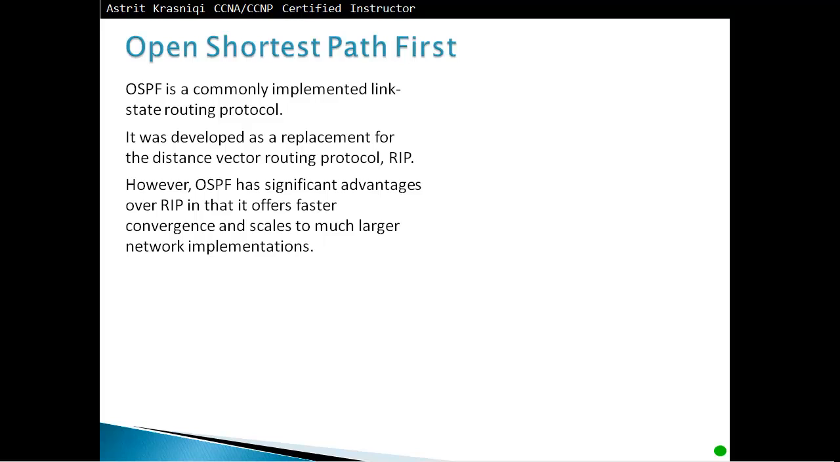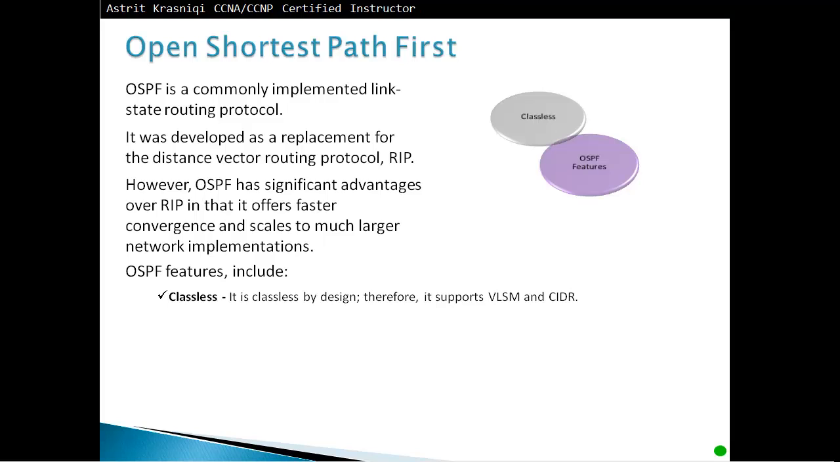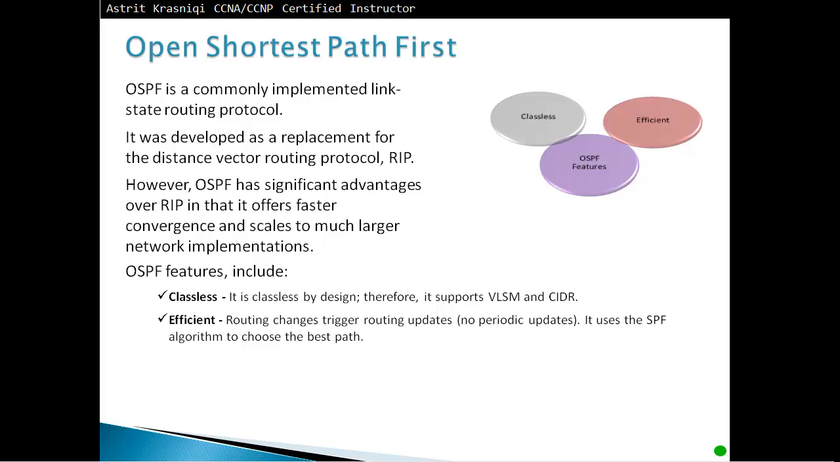However, OSPF has significant advantages over RIP in that it offers faster convergence and scales to much larger network implementations. So the features of OSPF are, it's classless. It is classless because it supports VLSM, so it does support subnetting and CIDR, classless inter-domain routing. It does support this because it sends a subnet mask with the updates. Efficient: routing changes trigger routing updates, no periodic updates. It uses the shortest path algorithm to choose the best path. Classless is not a big advantage over RIP version 2, because RIP version 2 does send subnet updates as well, the subnet mask.